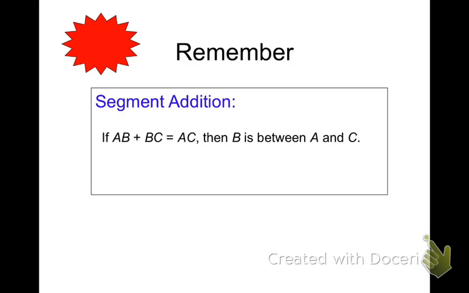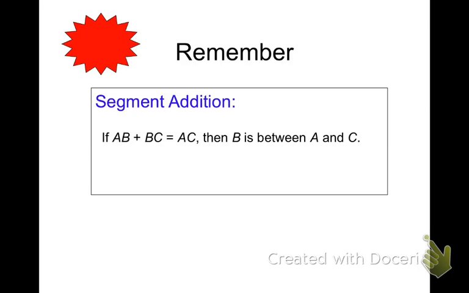If AB plus BC is equal to AC, then B is between A and C. Okay, so if AB plus BC equals AC, then B is between A and C. That's what our segment addition rule tells us.